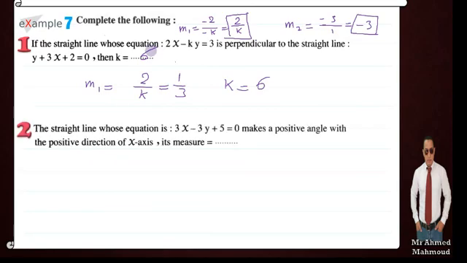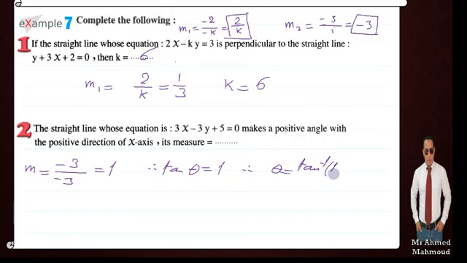Number 2, the straight line whose equation, as we see, makes a positive angle with the positive direction of the x-axis, its measure equals what? Here a equals 3, b equals negative 3. So m equals negative a over b, which is negative 3 over negative 3 equals 1. Therefore tan theta equals 1. Therefore theta equals shift tan of 1 equals 45 degrees.